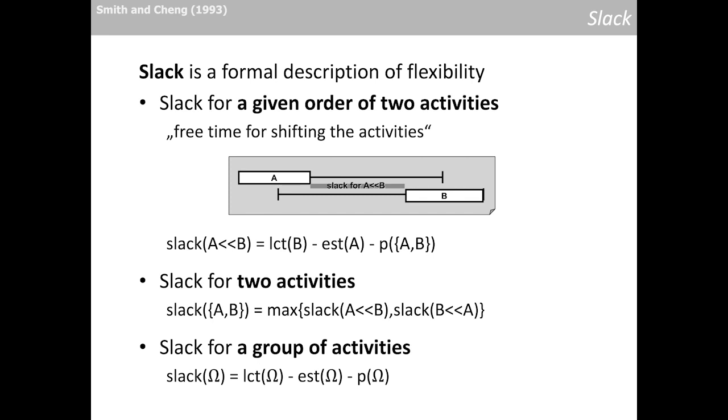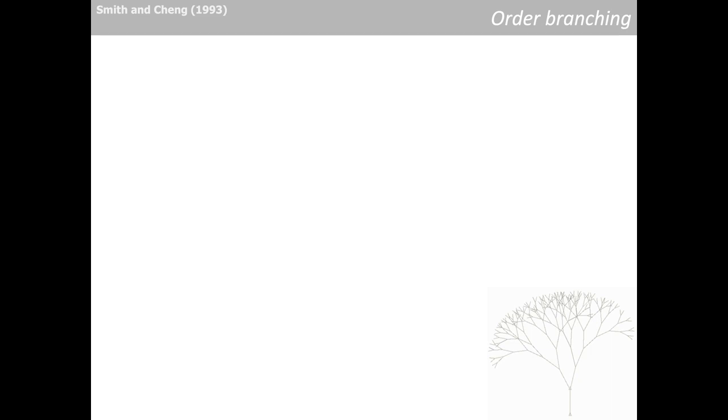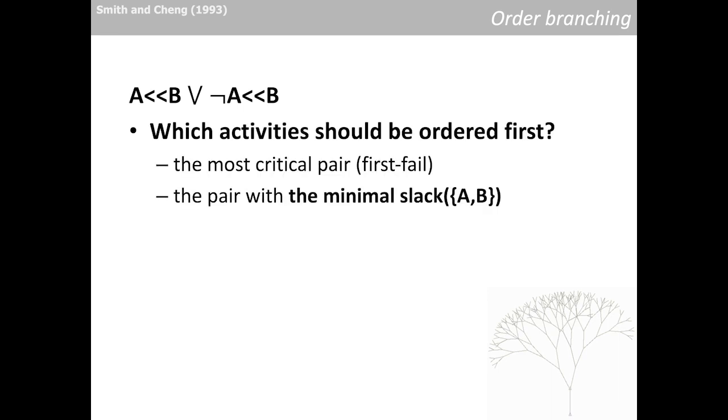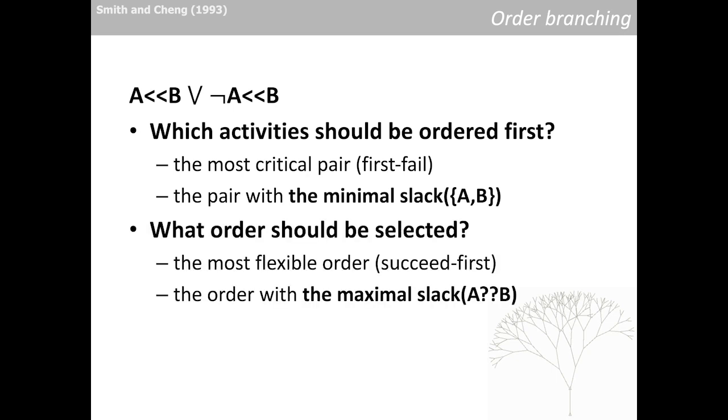So how is the slack used during search? During search, we need to order the activities: A is before B or A is not before B. And the first question is, which pair of activities should be selected for this branching? Obviously, it should be the most critical pair, using the fail first principle. And the most critical pair is such a pair of activities where we have the minimum slack. So we select the pair, and now if we are deciding whether A is before B or vice versa, we select the more flexible order. So again, we select the order where the slack is maximum.